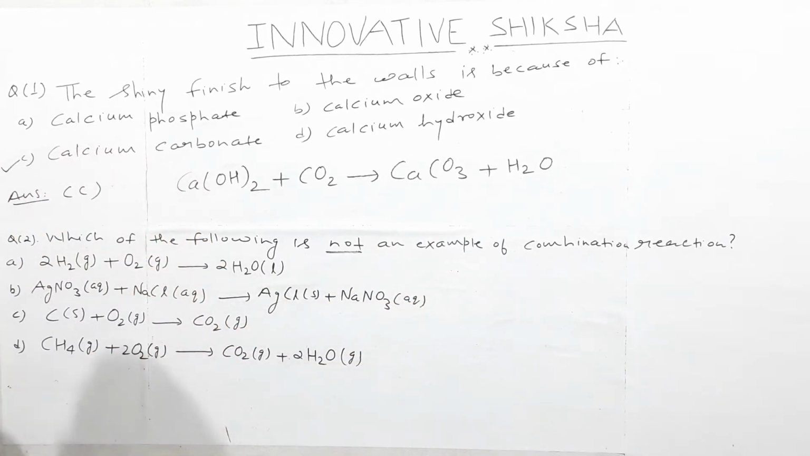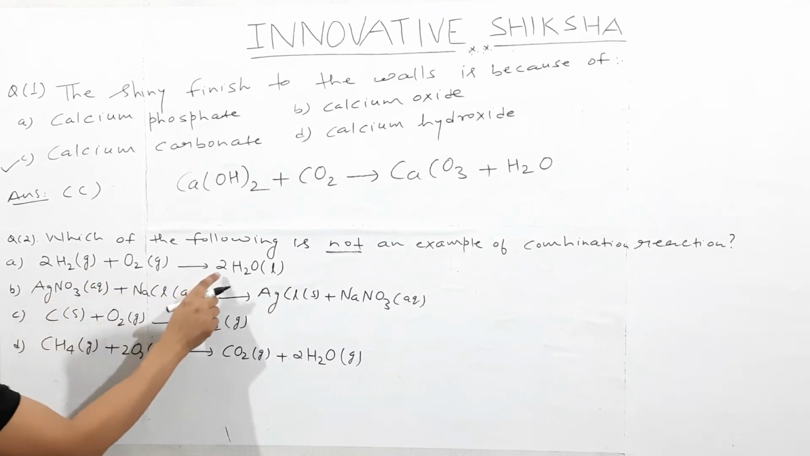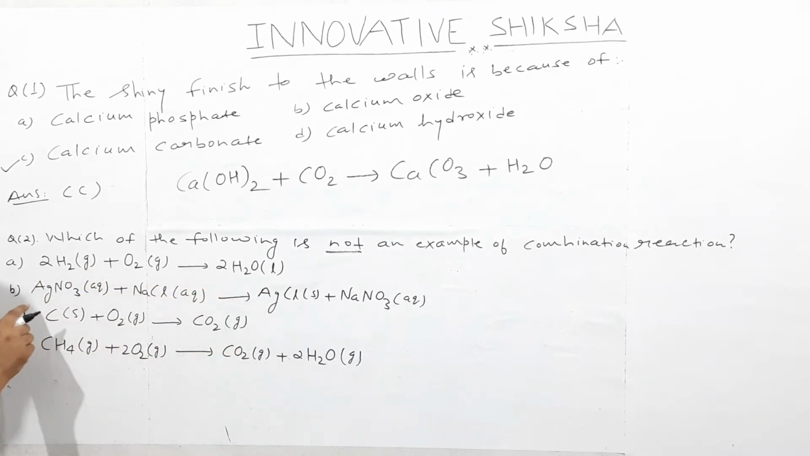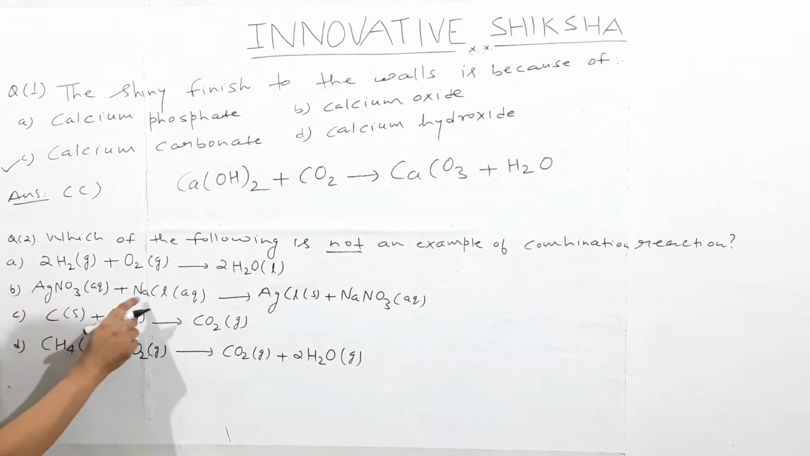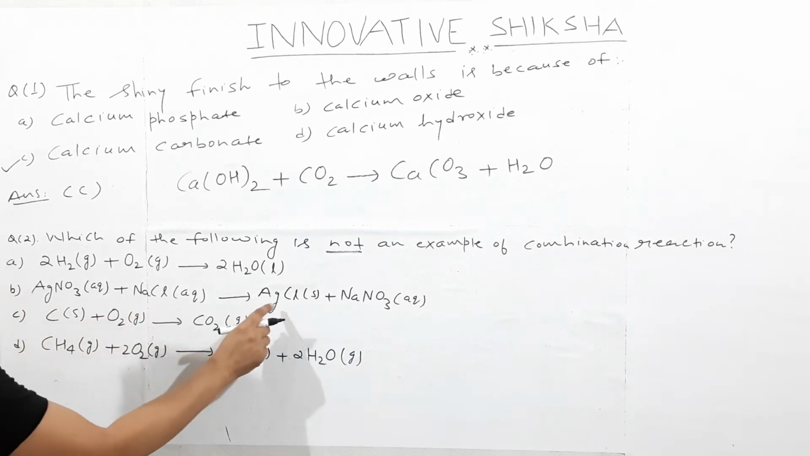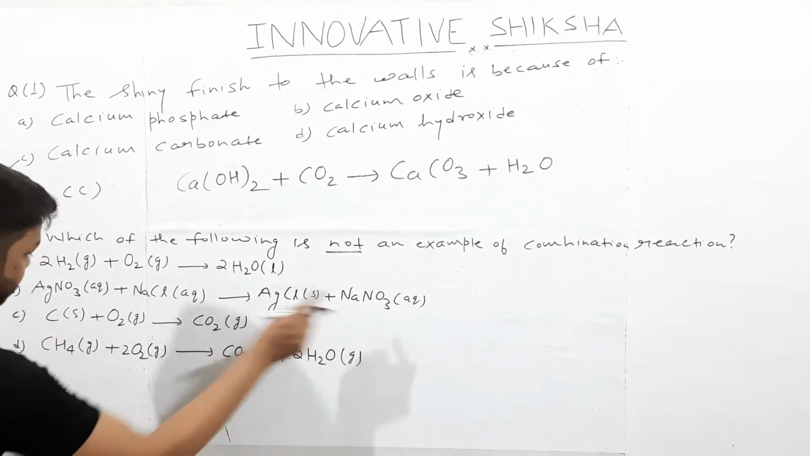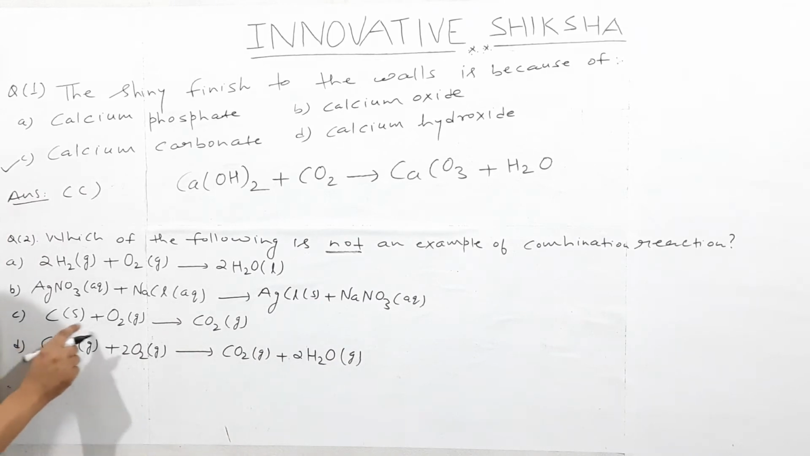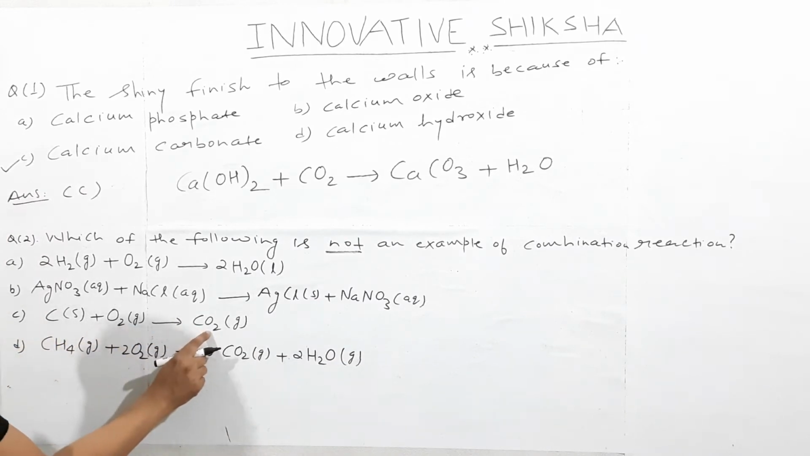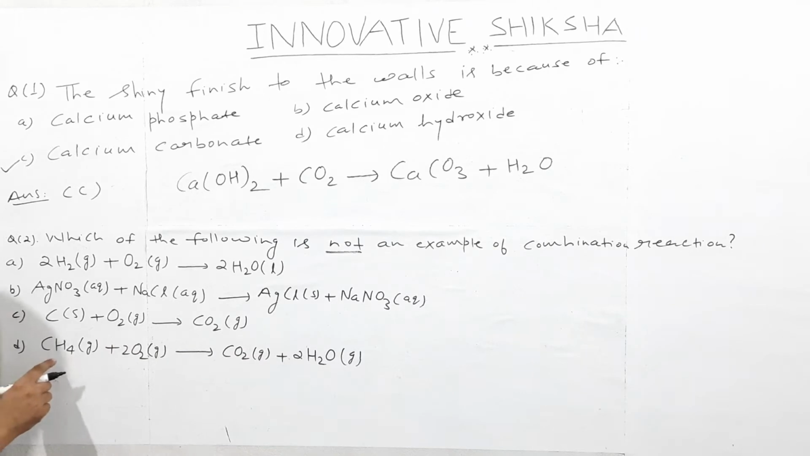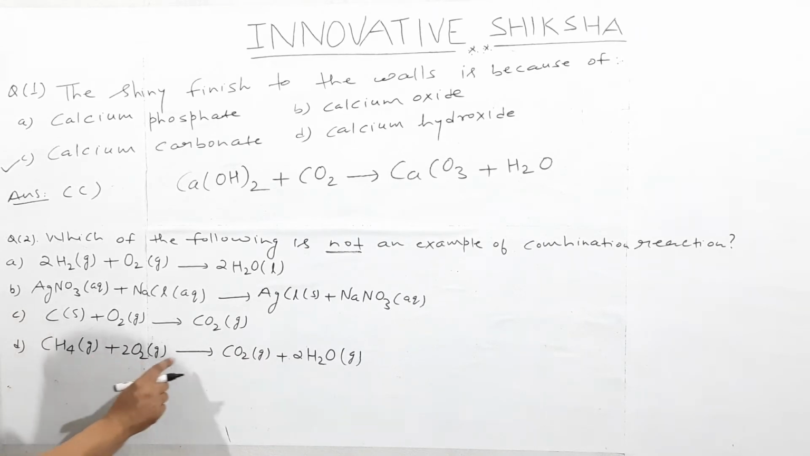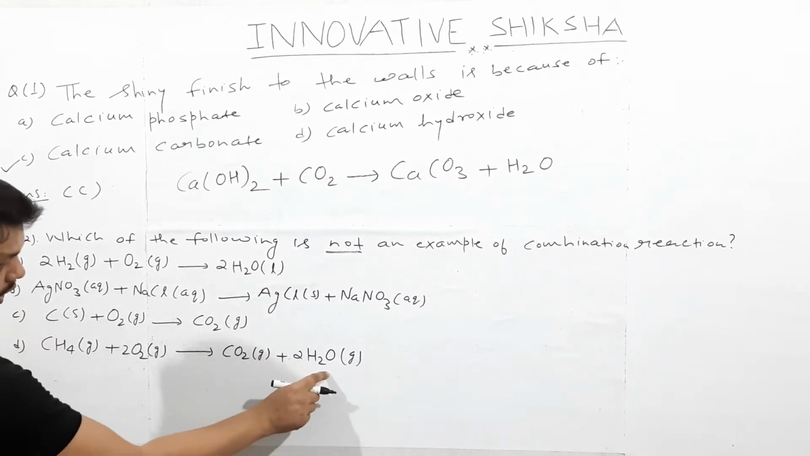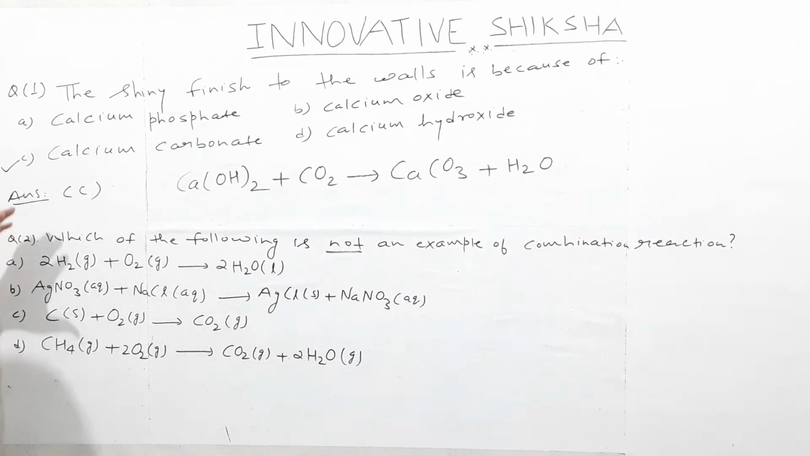Your options are: the first option is 2H2 plus O2 gives 2H2O. Option B says AgNO3 plus NaCl gives AgCl plus NaNO3. The next is C plus O2 gives CO2. And the last option is CH4 plus 2O2 gives CO2 plus 2H2O. So you have four options.